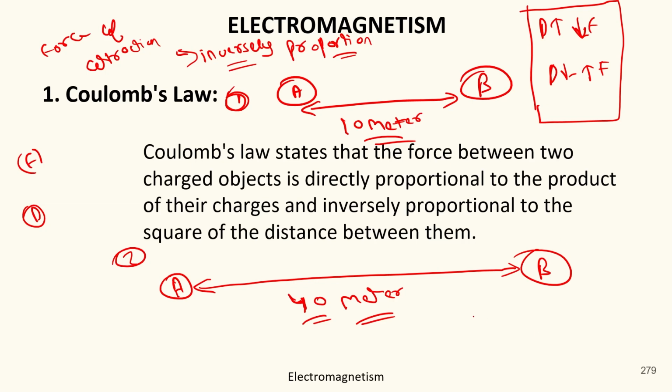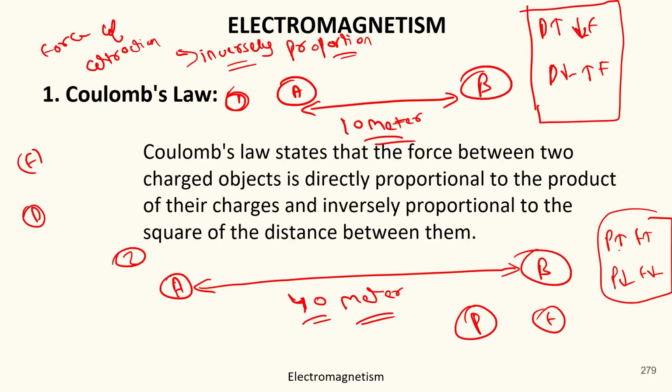But in our first scenario, where I represent the product of the charges by P and the force of attraction by F, if P is higher, F will be higher. If P is lower, F will be lower. So there is a direct relation between the product of the charges and the force of attraction. And there is a negative relation between the distance between the objects and the force of attraction between them. Got it? So it was the first Coulomb's law, or first law of electromagnetism.